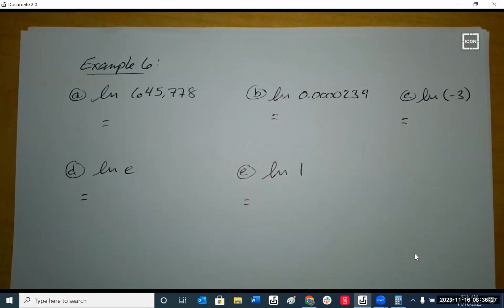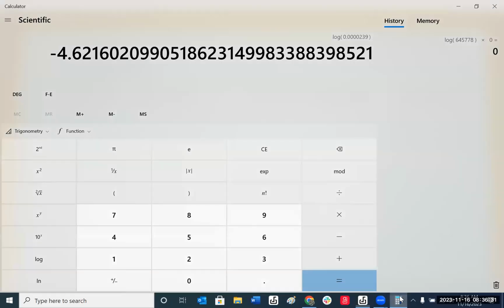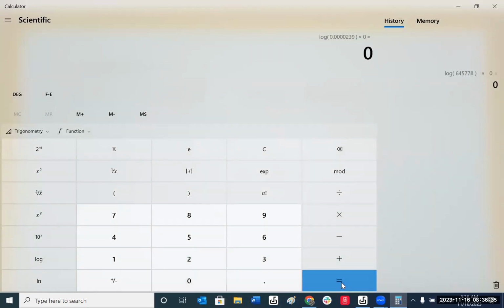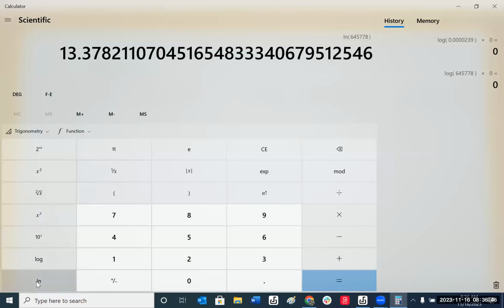Again, with these, let's go back to our calculator. Let's do the first one. Clear this out. So I have 645778. I go to ln, I take the ln of it. Equals 13.3782110, and so on and so forth.